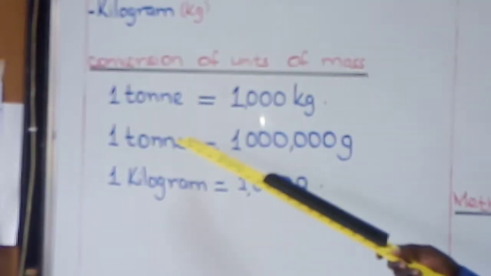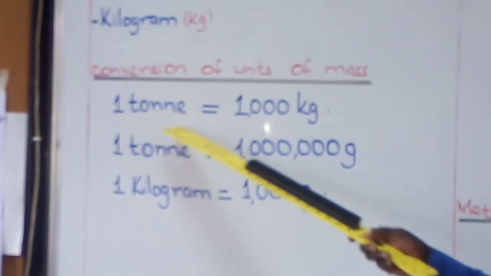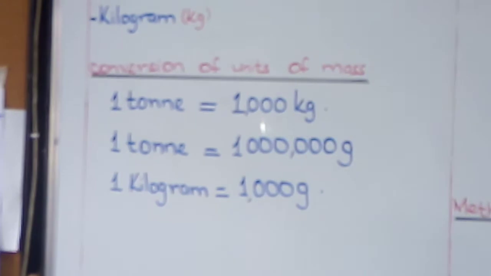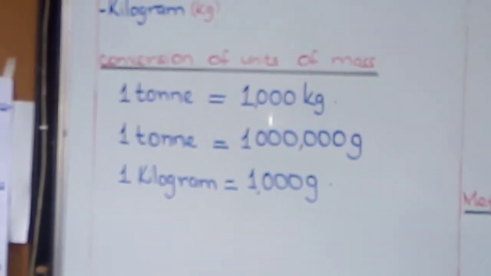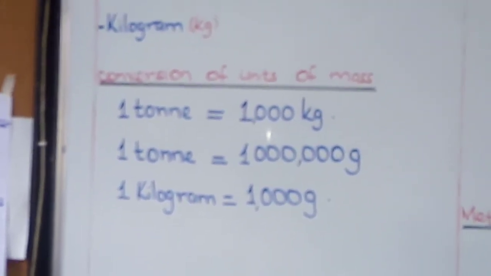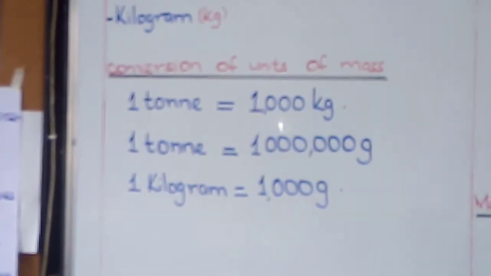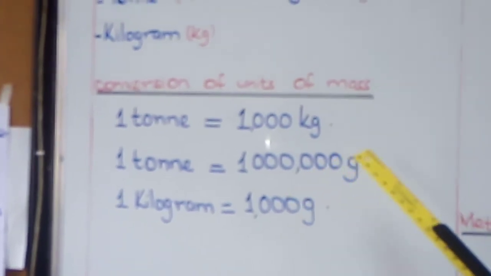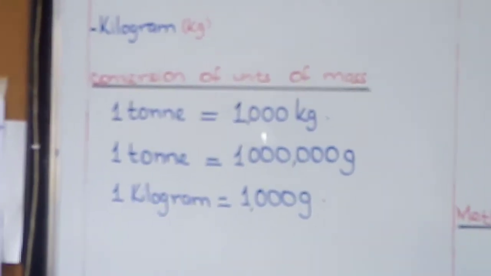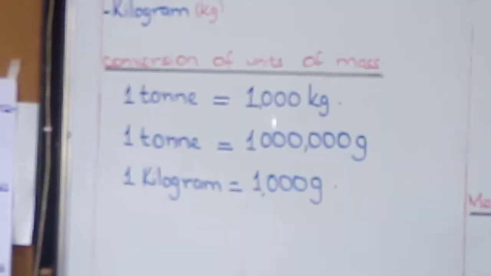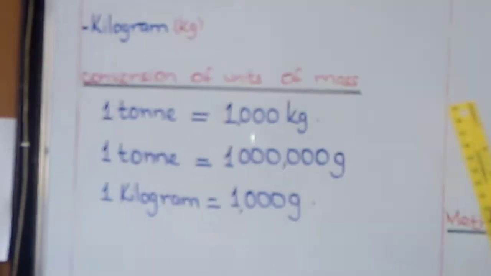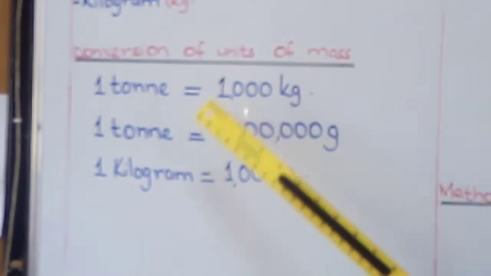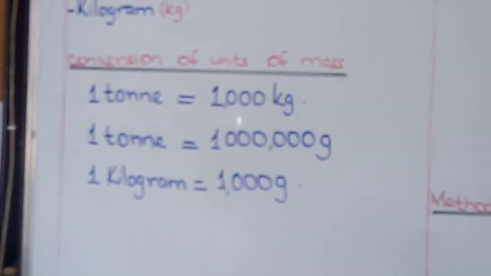Repeat after me. 1 ton is equal to 1,000 kilograms. 1 ton is equal to 1 million grams. And 1 kilogram is equal to 1,000 grams. So this is the conversion of the units of mass that we're going to use in class 6.